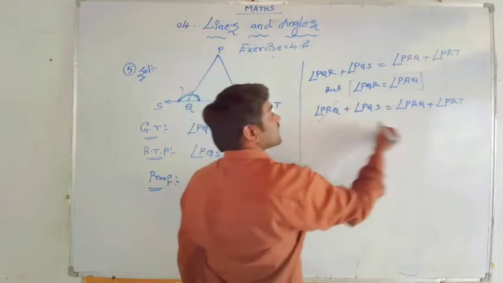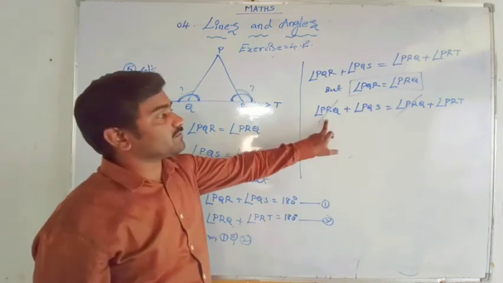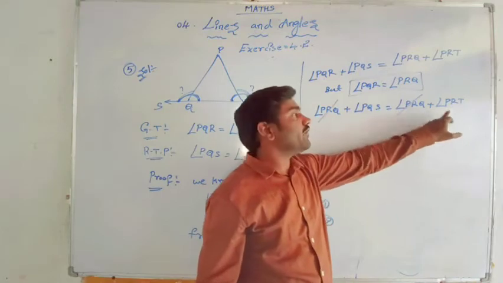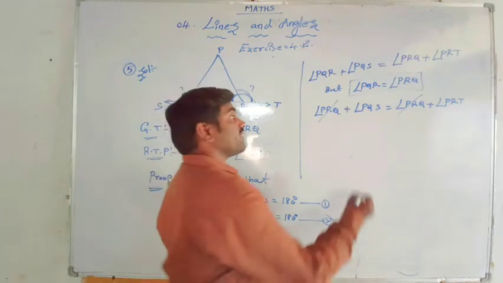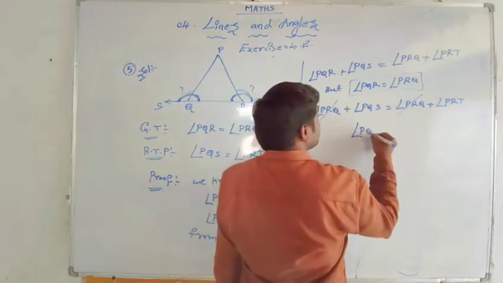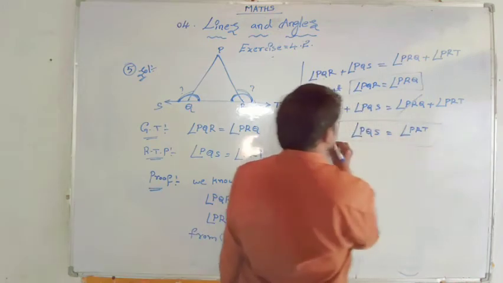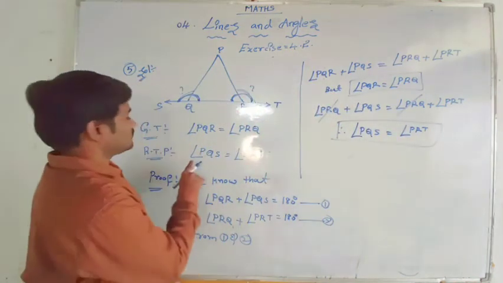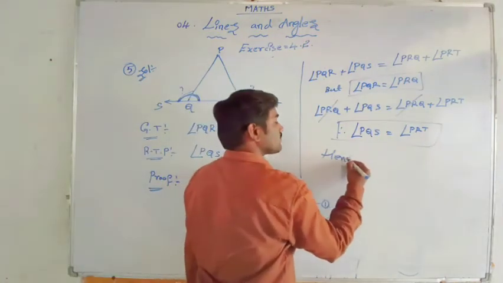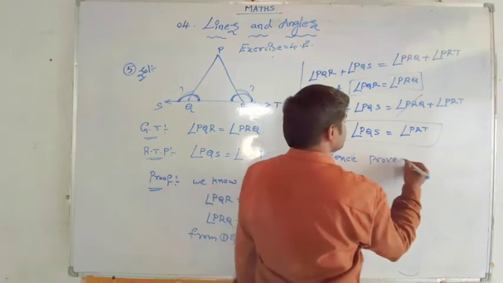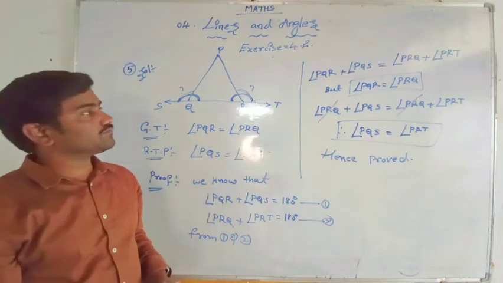On both sides we can cancel PRQ and PRQ. If you transfer it to this side it is minus PRQ, so the plus 1 and minus 1 get cancelled. The remaining is PQS equal to PRT. This is what we needed to prove. Hence proved that PQS equals PRT.